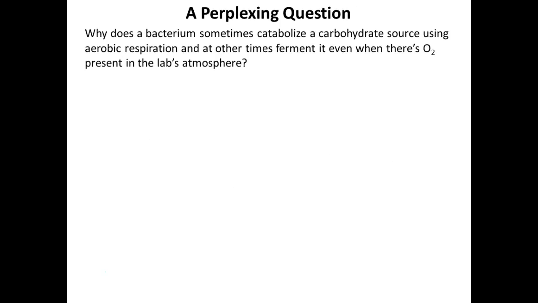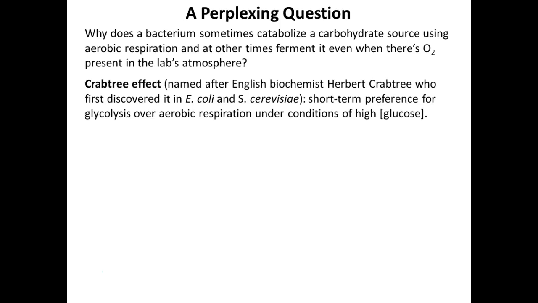So why does the bacterium sometimes catabolize the carbohydrate source using aerobic respiration and other times ferment it, even though, as I said, oxygen is present? In our lab atmosphere, right, there is oxygen. This is referred to as the Crabtree effect, where they do fermentation instead of aerobic respiration.